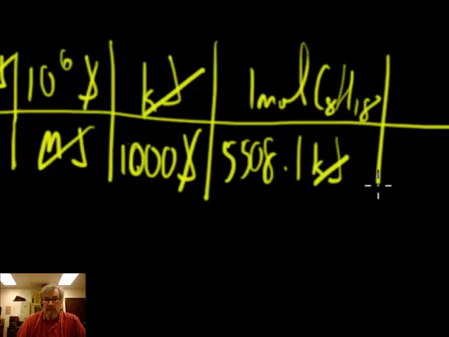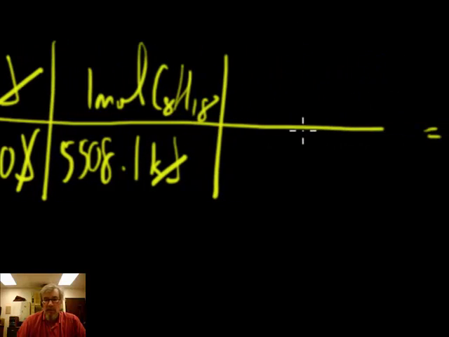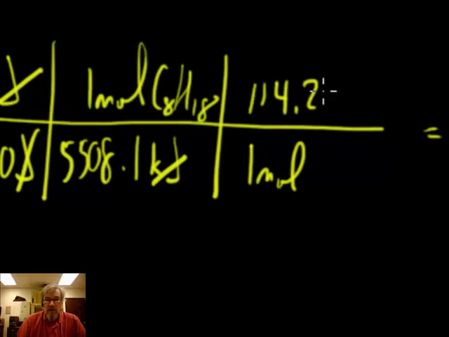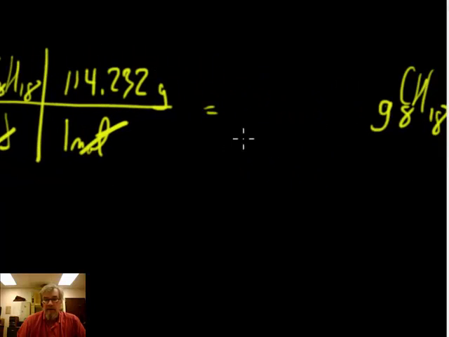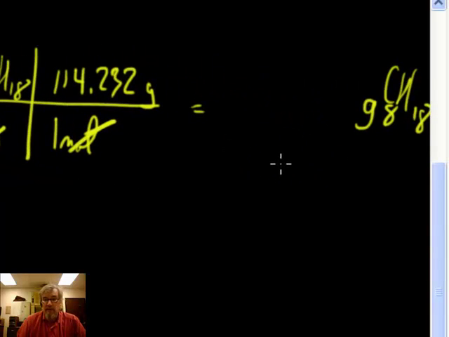But I want grams of octane, so I'm going to multiply by the molar mass of octane. 1 mole of octane has a mass of 114.232 grams. Moles drop out, and I'll have grams of octane, which is what I want. Now I do my calculation. I've got 2 significant figures. The answer is 600, so I write it this way: 6.0 times 10 to the 2 grams of octane.